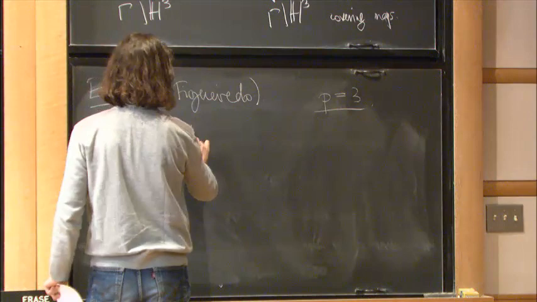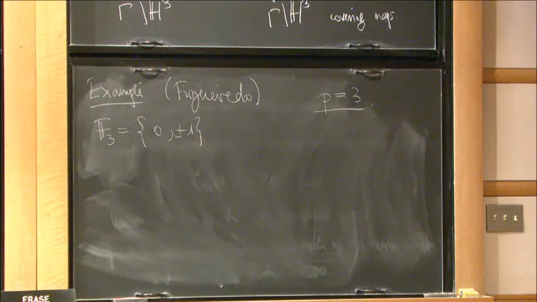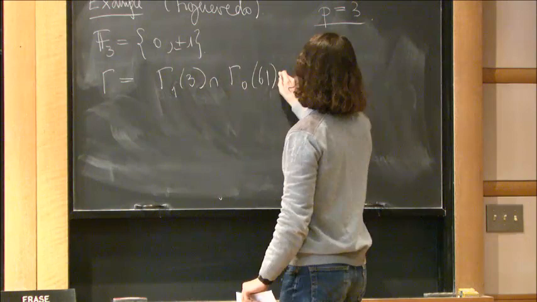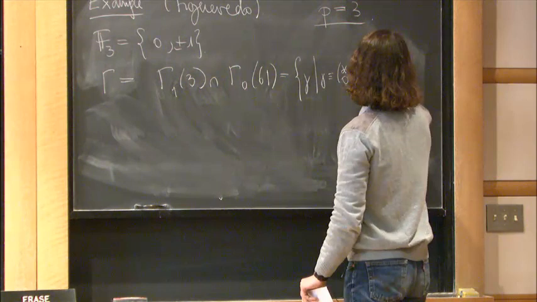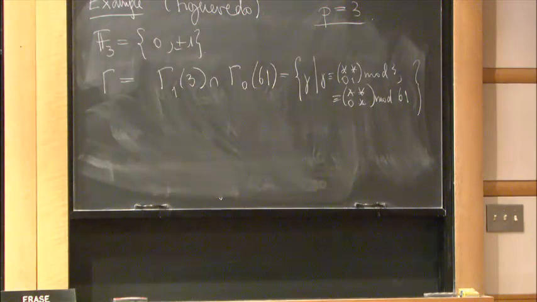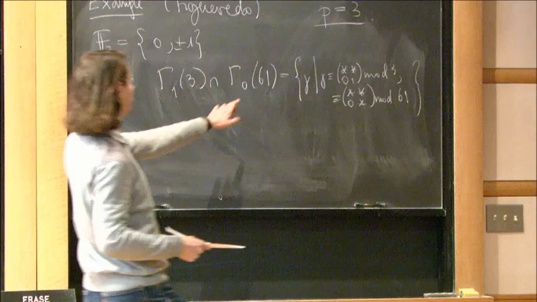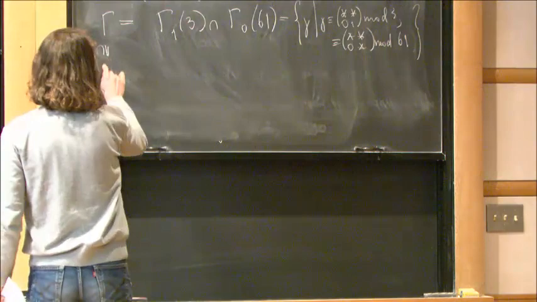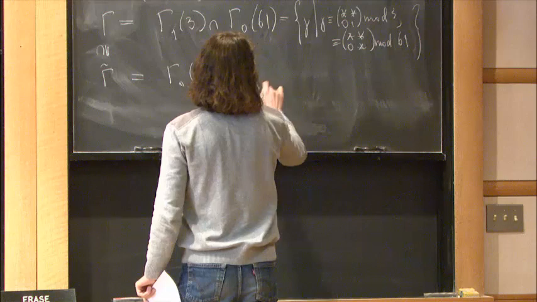And I look at the following congruence subgroup. Gamma is Gamma_1(3) intersected with Gamma_0(61). So it's those gamma such that gamma is congruent to (star star; 0 1) mod 3 and congruent to (star star; 0 star) mod 61. So I allow ramification at 2 primes, 3 and 61. Well, actually, 61 should be regarded as 2 primes because it factors as a product of 2 primes in this imaginary quadratic field. And I will also use that this is contained in a slightly larger group, which is Gamma_0(3) intersected with Gamma_0(61). Hope you can guess what this means.